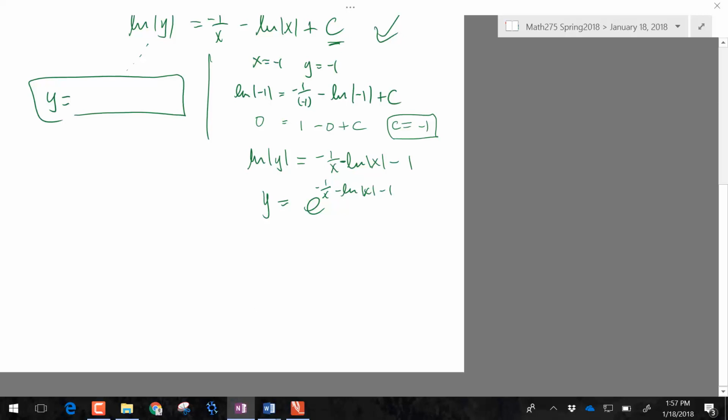And you could probably simplify this a little bit more. e to the -1 over x times e to the negative ln x times e to the -1.